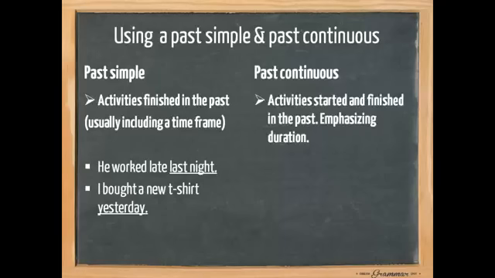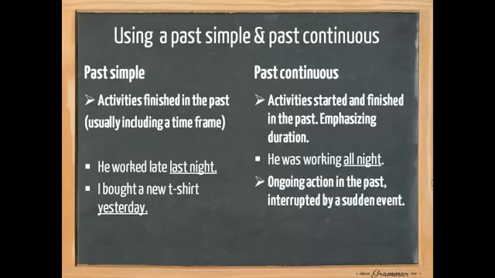A past continuous is used for activities started and finished in the past, but we want to emphasize duration, so we want to show the other person, the other listener or reader, that it lasted for quite some time. For example, he was working all night, so we want to emphasize that it lasted the entire night.